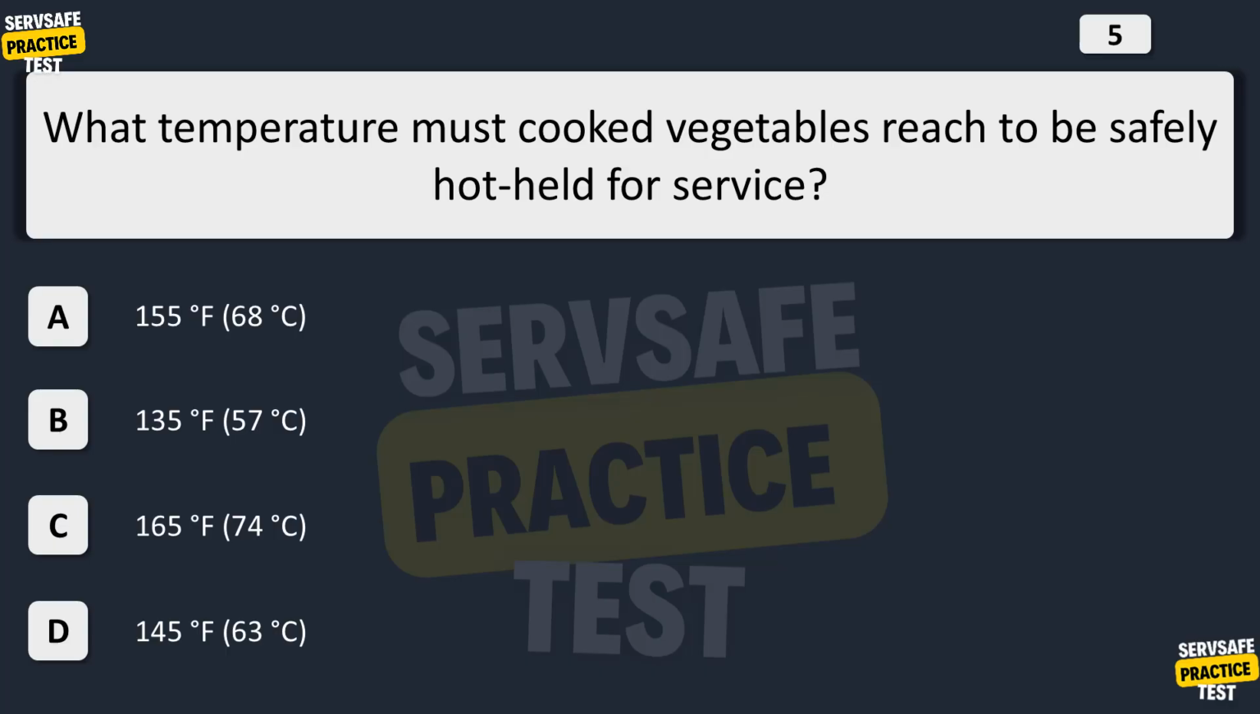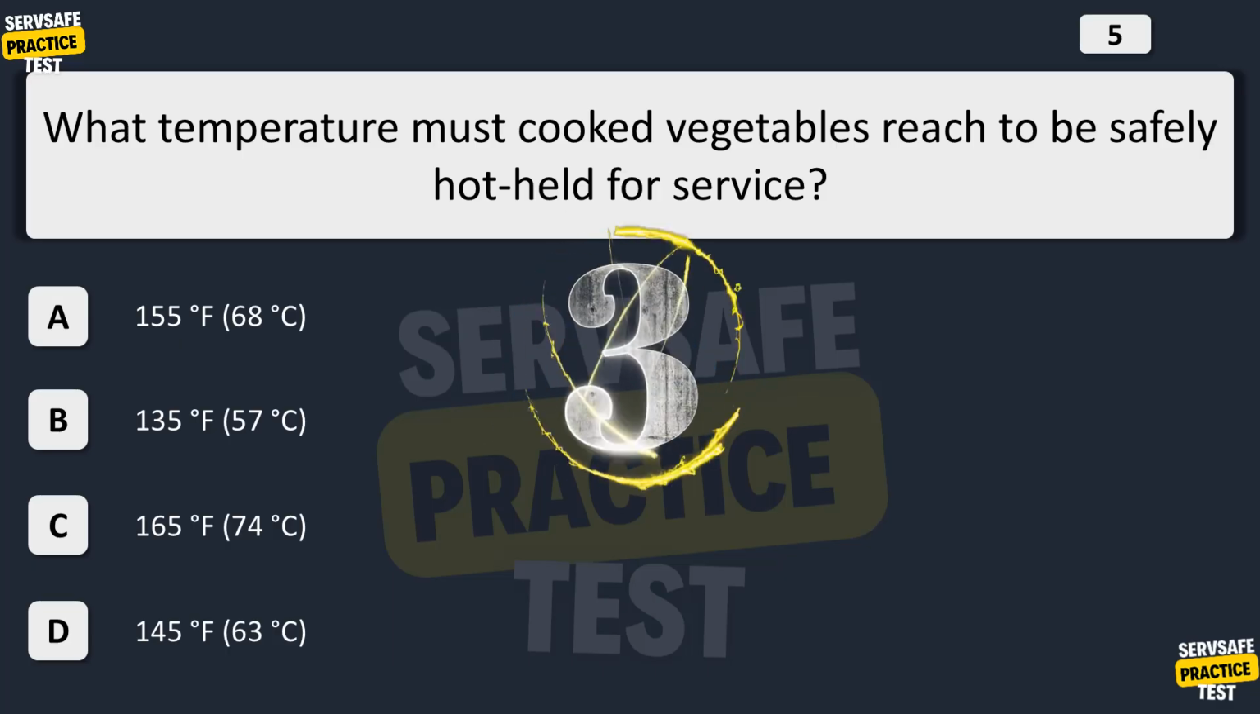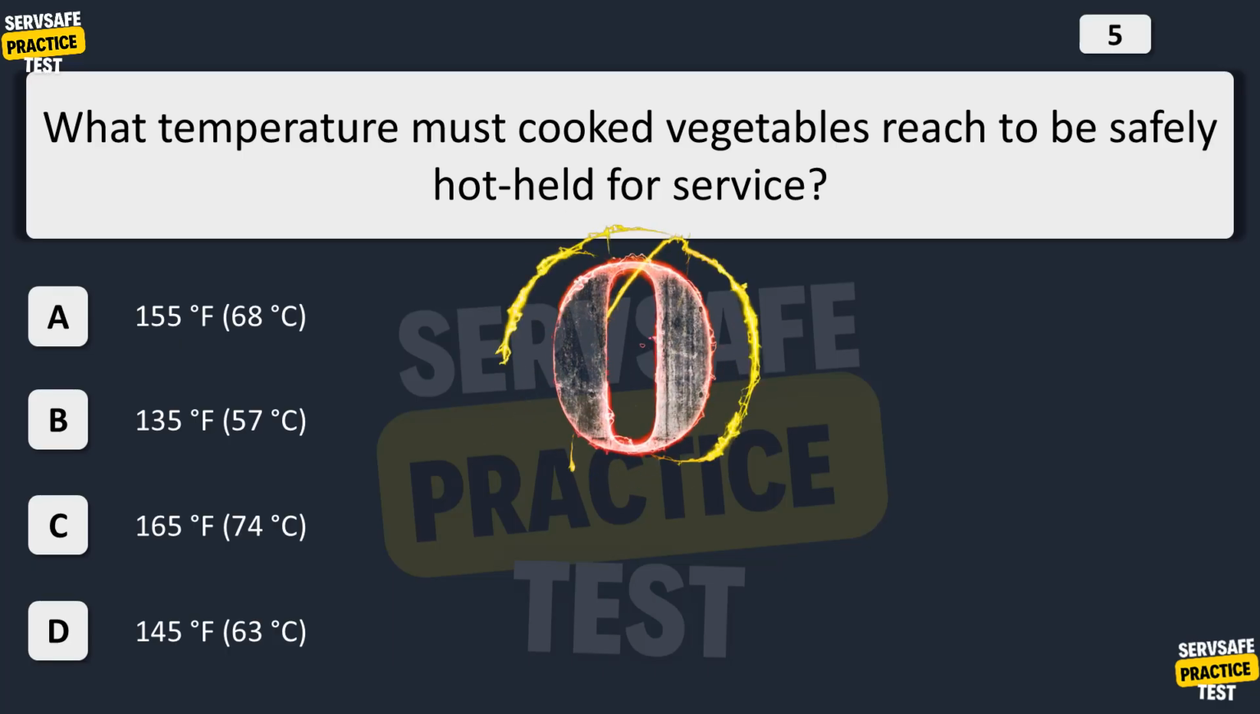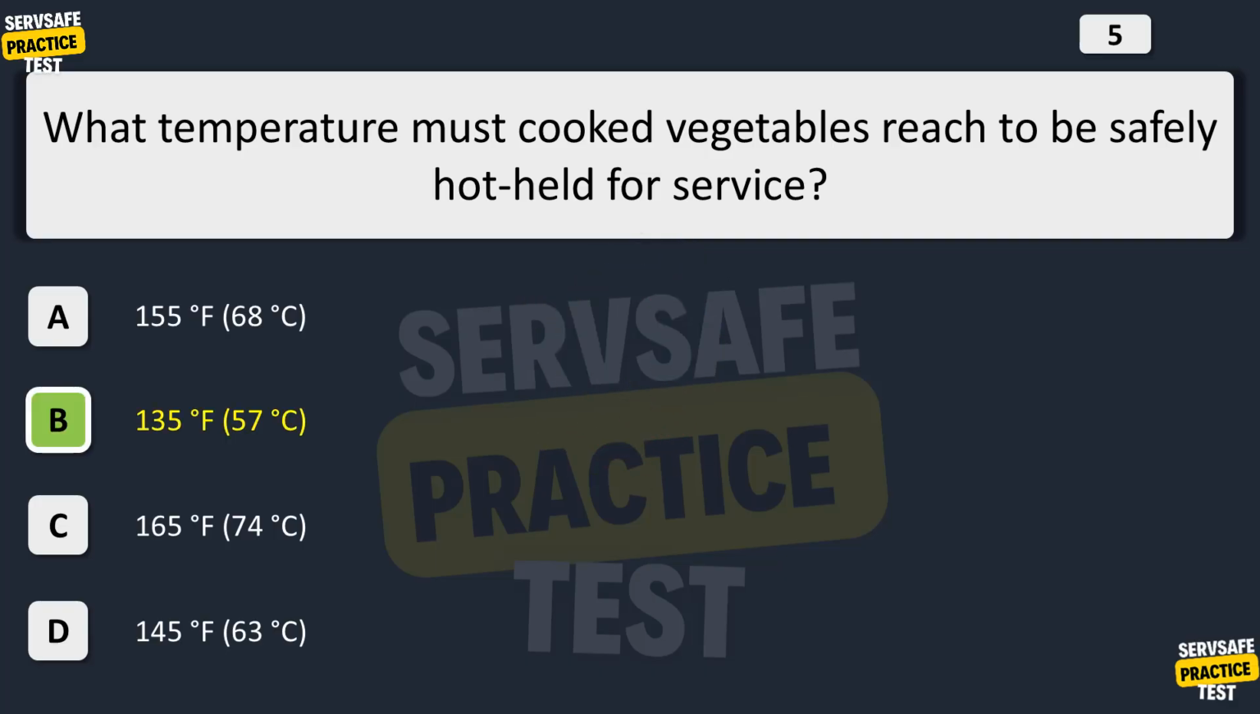What temperature must cooked vegetables reach to be safely hot-held for service? A. 155 degrees, 68 degrees Celsius. B. 135 degrees, 57 degrees Celsius. C. 165 degrees, 74 degrees Celsius. D. 145 degrees, 63 degrees Celsius. The correct answer is B. 135 degrees, 57 degrees Celsius.